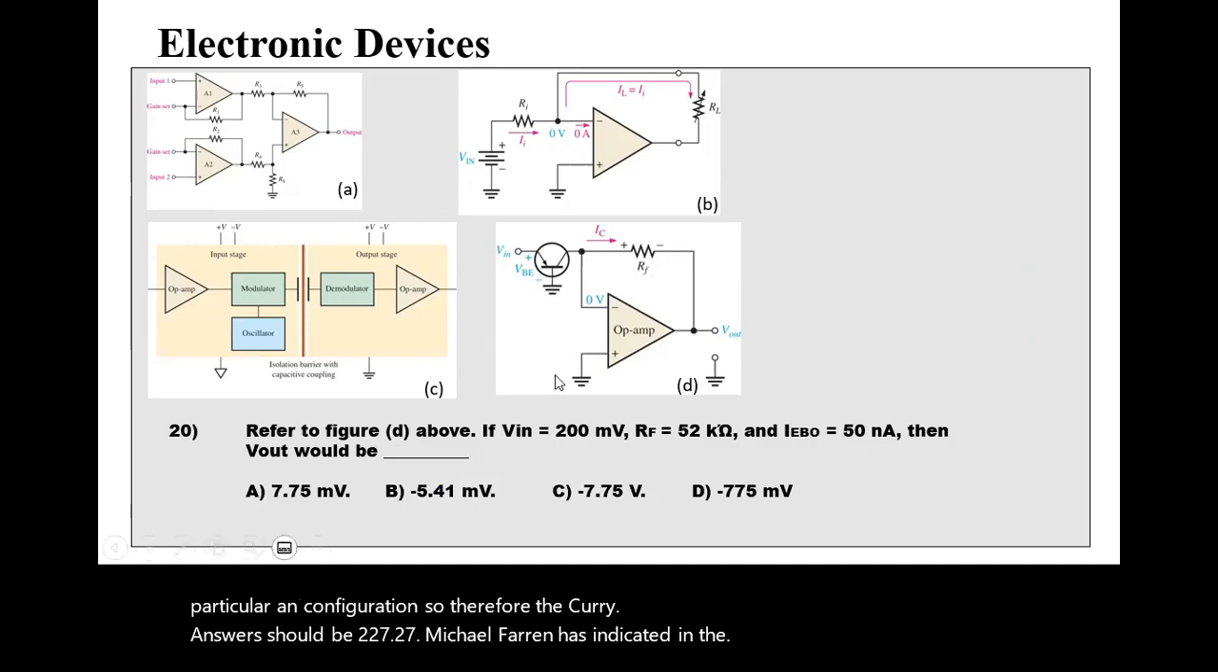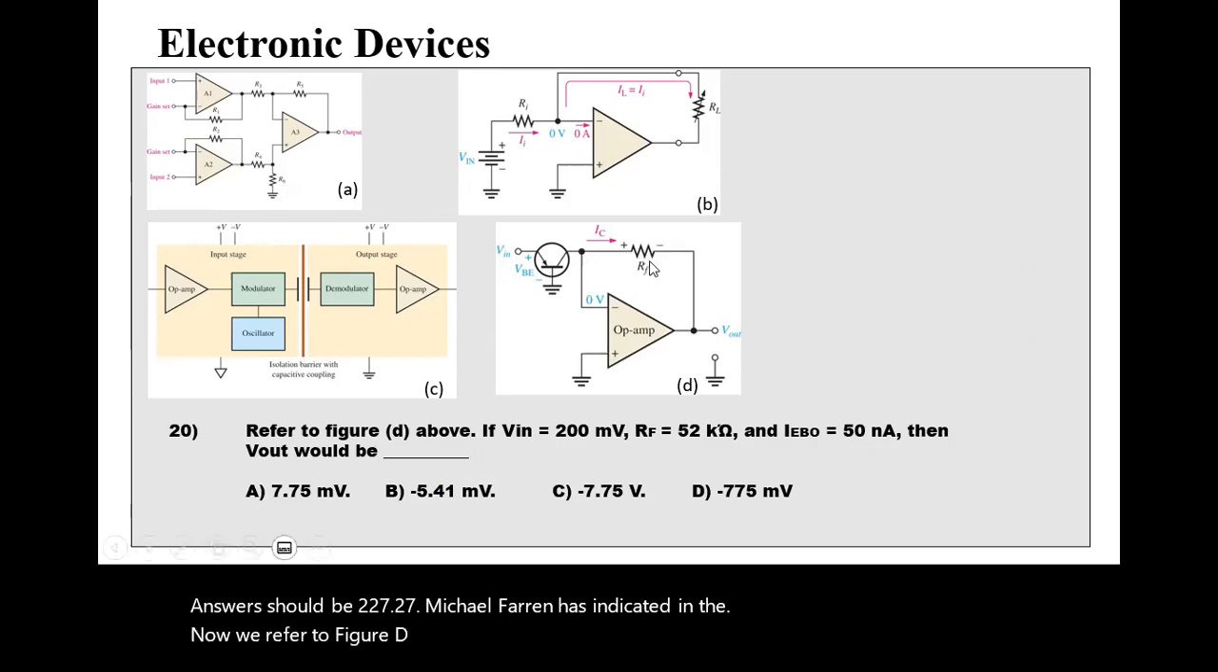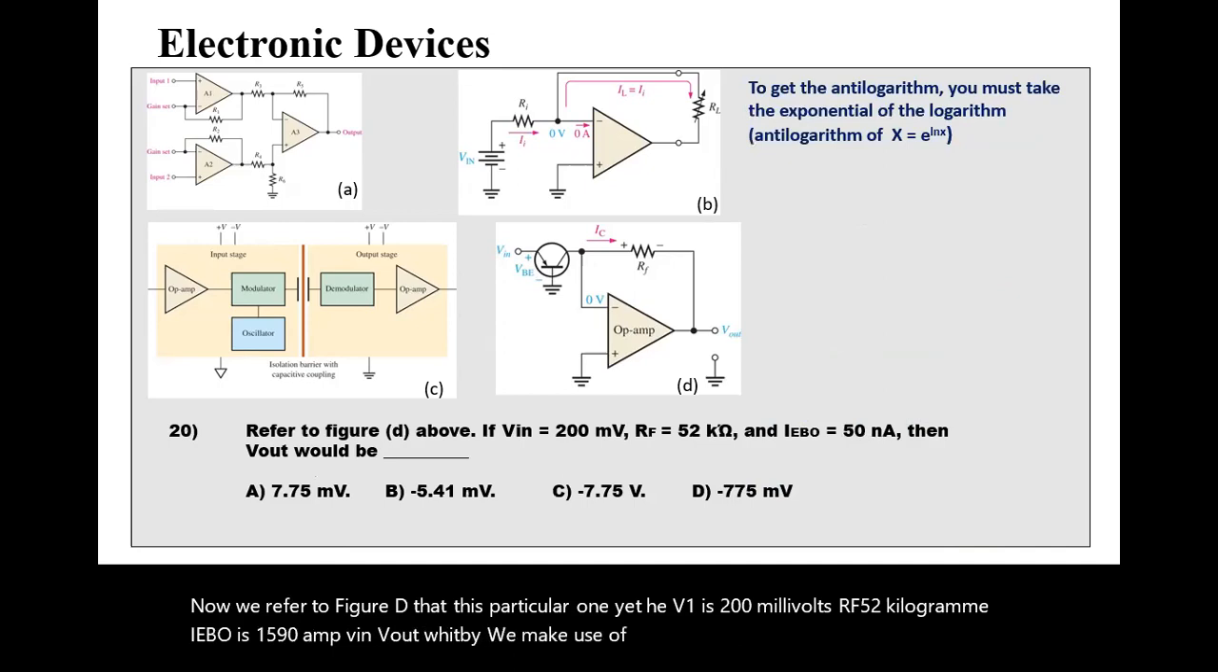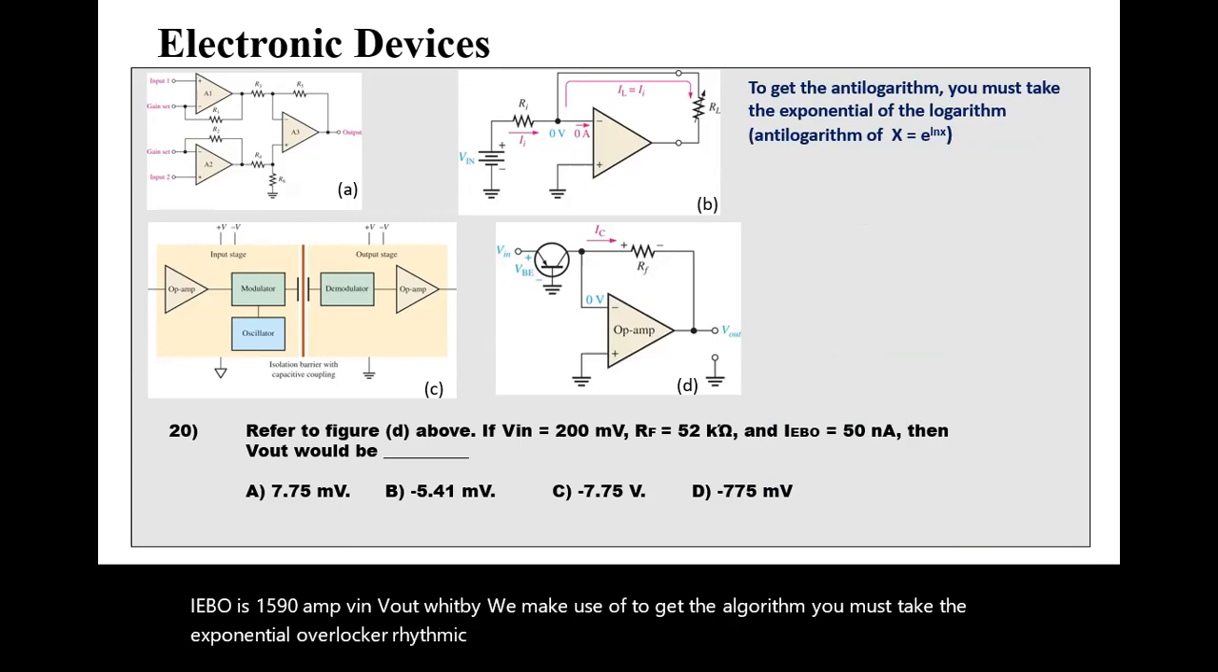Now we refer to figure D, that is this particular one here. If V1 is 200 millivolts, RF is 52 kilo ohm, IEBO is 50 nanoamp, then V out would be, we make use of, to get the antilogarithm, you must take the exponential of a logarithm. Anti-logarithm of x is equal to e to the power ln x.